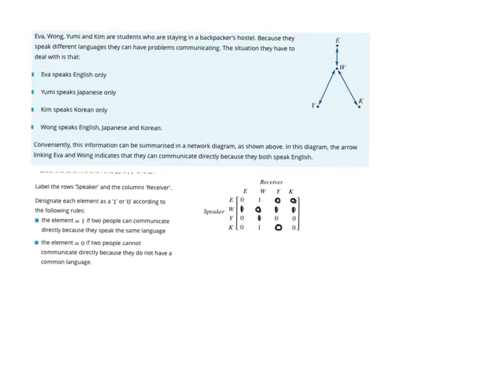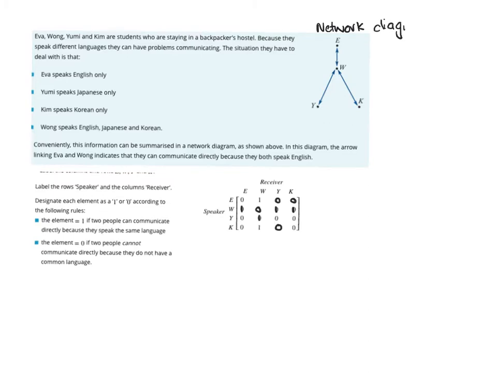So we're going to have a look at this other example now. So we've got Eva, Wong, Yummy and Kim as students in a backpackers hostel. Because they speak different languages, they have problems communicating. The situation they have to deal with is that Eva speaks English only, Yummy speaks Japanese only, Kim speaks Korean only, Wong speaks English, Japanese and Korean. And they've drawn this up in a network diagram up here. So this is the network diagram.